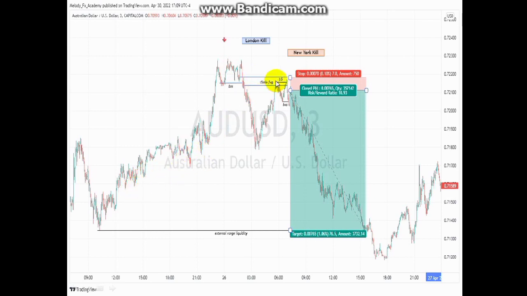So price trades into the premium array and should reach for some level of discount, right? So that's why I targeted this external range liquidity. So price, as you can see, gave us 76 pips, with a risk reward ratio of 10 to almost 11 to 1. Stop loss of 7 and 76 TP.